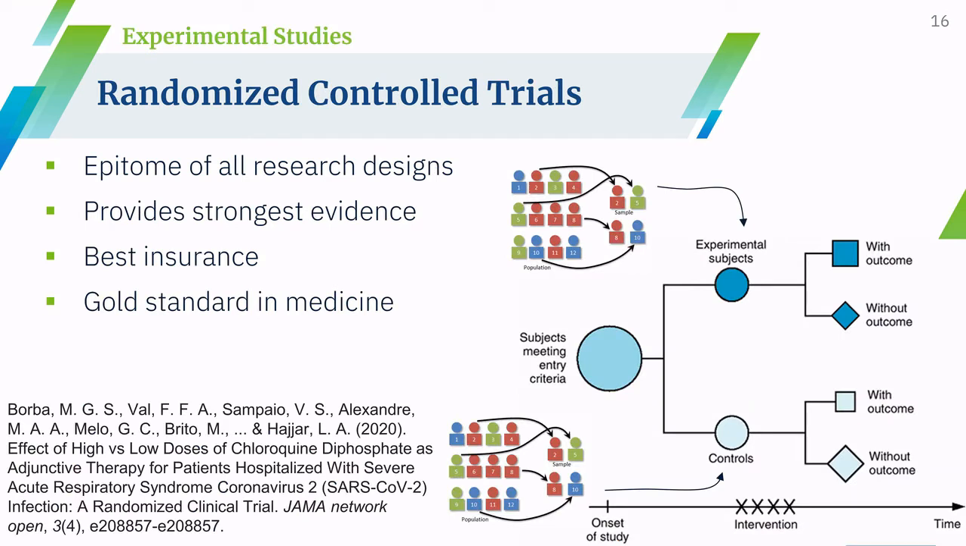The randomized controlled trial is the epitome of all research designs because it provides the strongest evidence for concluding causation. It provides the best assurance that the result was due to the intervention. The randomized clinical trial is the gold standard, or reference, in medicine. It is the design against which others are judged, because it provides the greatest justification for concluding causality and is subject to the least number of problems or biases.